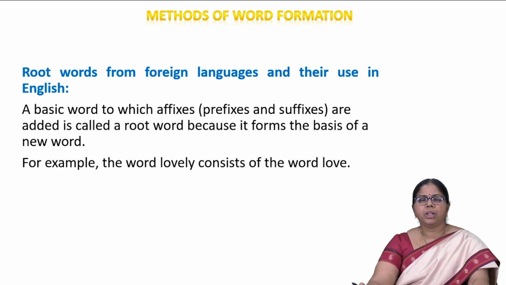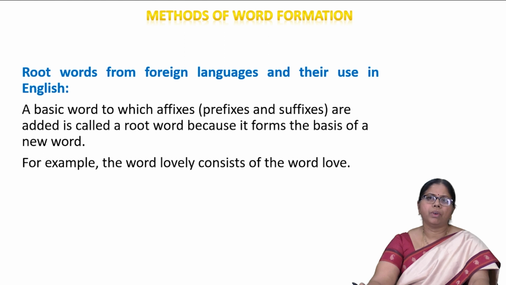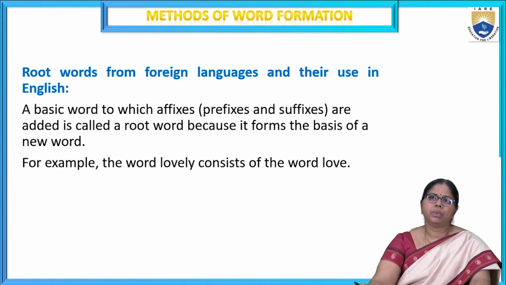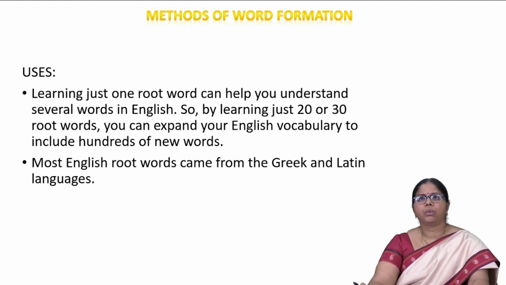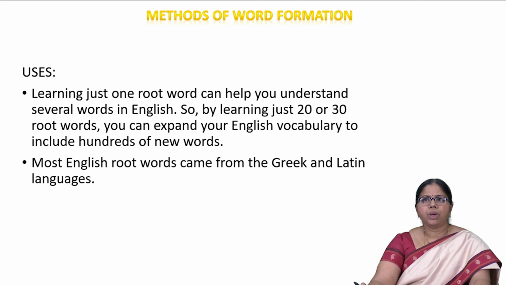For example, the word lovely consists of the word love. Love is the root word to which we added ly to form the new word. And what is the use of root words? Learning just one root word can help you understand several words in English. By learning just 30 root words, you can expand your English vocabulary to include hundreds of new words. If you know the meanings of 20 or 30 words, you can guess the meaning of at least 100 words.